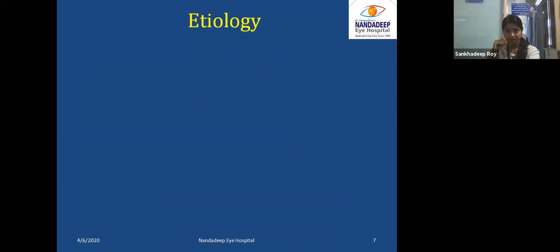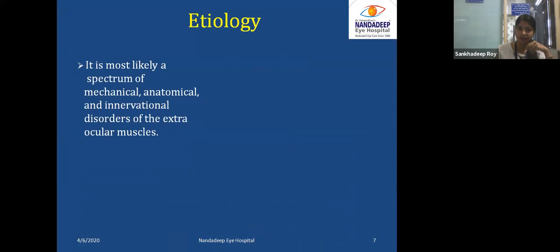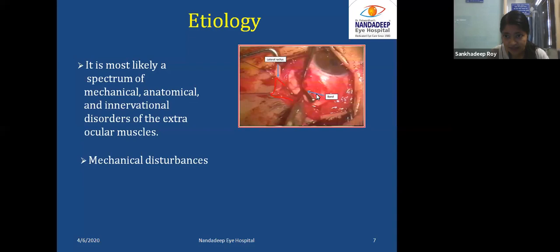Etiology: it is most likely a spectrum of mechanical, anatomical, and innervational disorder of the extraocular muscles. When I talk about mechanical disturbance, it can occur due to the presence of fascial bands, which are found in some cases of DRS. These bands cause limitation of the eye movement. Look at my hand. If I am holding a tightening elastic band, I can move it this way and that way. But if I tighten this elastic band with some stone or some object, automatically the length of the band is reduced. Then there is a limitation of the movement, whether nasally or temporally. Next, see, there is a lateral rectus and this is the band. If there is a band, the eyes can only move to the nasal side.